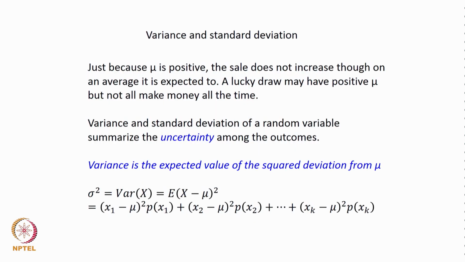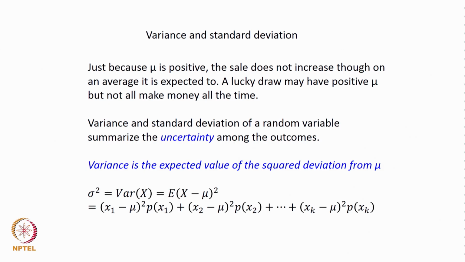Now, let us also try to understand variance and standard deviation. Just because mu is positive, the sale does not increase, though on an average it is expected to. For example, a lucky draw may have a positive mu, but not all the people make money all the time. So, variance and standard deviation of a random variable summarizes the uncertainty among the outcomes.